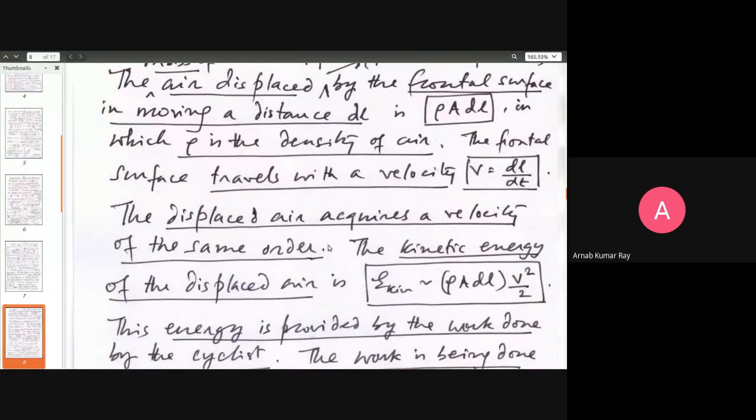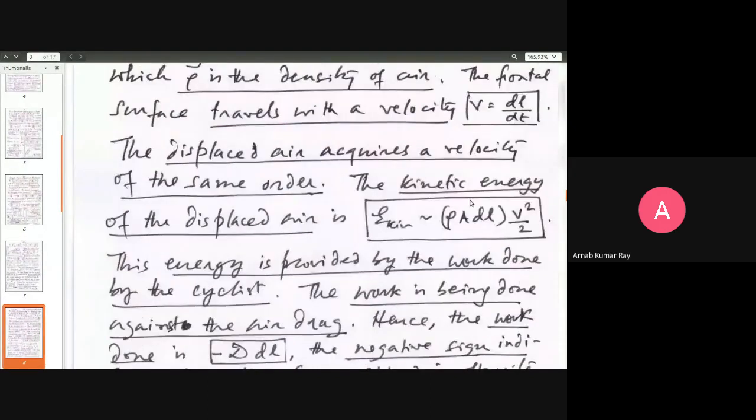Fine. So now you can find what is the kinetic energy of the displaced air. Approximately, this is not exactly equal to the kinetic energy of the displaced air, E subscript kin, which is mass into half mv squared. Half mv squared is written like this. Rho A dl is the mass, times v squared by 2. Now, where has this energy come from?